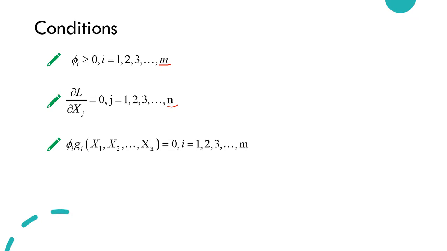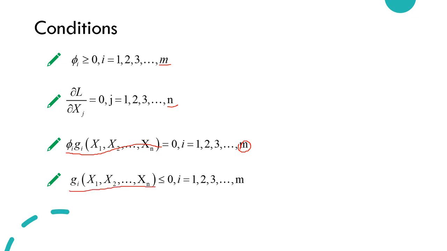The next one: phi i times gi of x1 up to xn is equal to 0. So we are relating based on constraints. The constraint, with whatever the variables are, I am going to equate to 0. If you have m constraints, we consider all of them as 0. The next is gi of x1 to xn, which is always less than or equal to 0. These are the 4 conditions we use to identify the values.